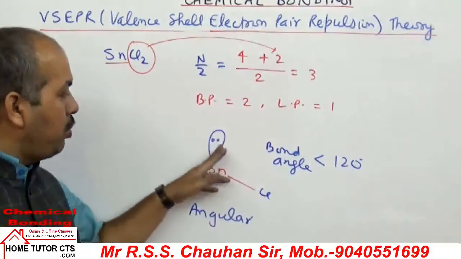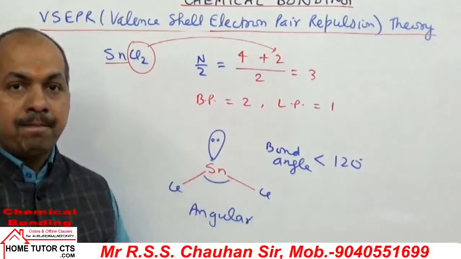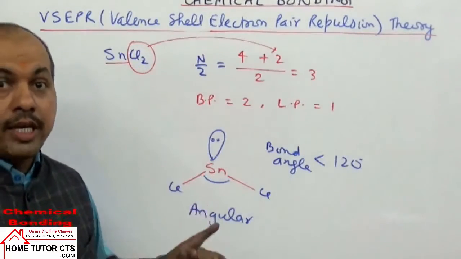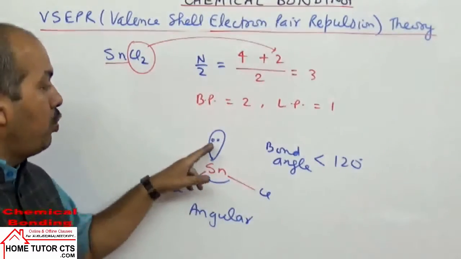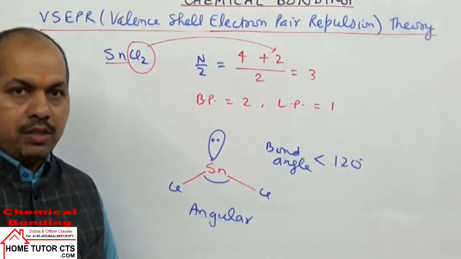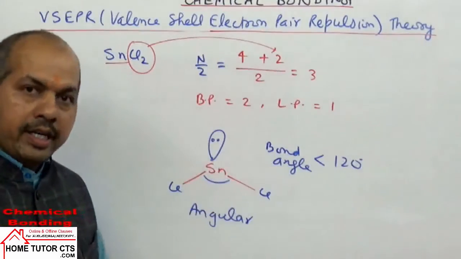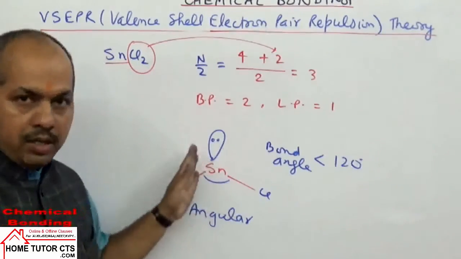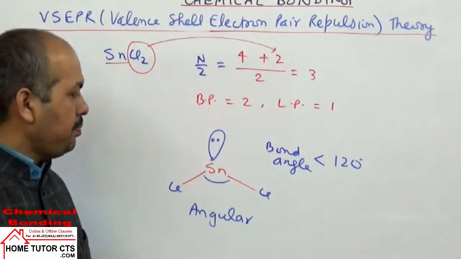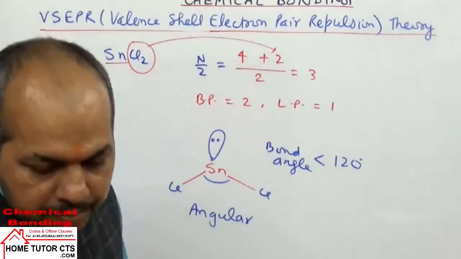Here all the points and all the positions are equivalent. In this case, all the positions are equivalent. You can take lone pair or bond pair in any position. You can place lone pair or bond pair in any position. I hope it is clear. See, I'll show you the diagram.